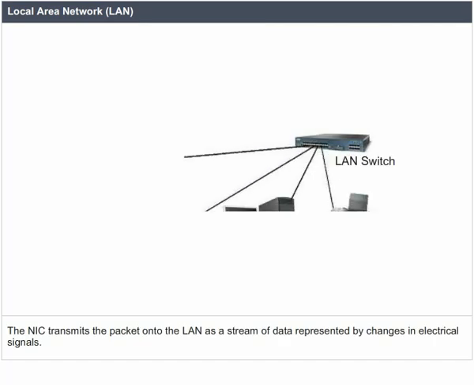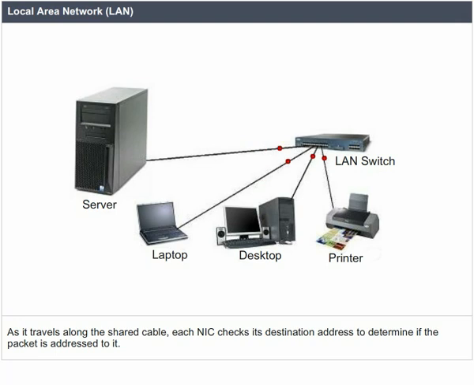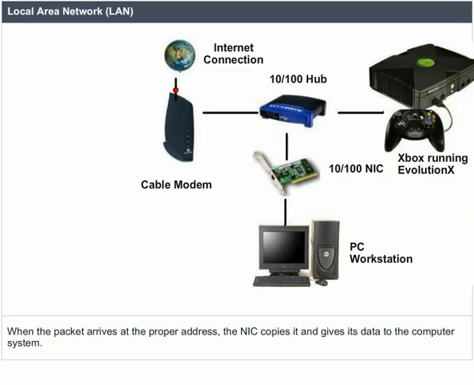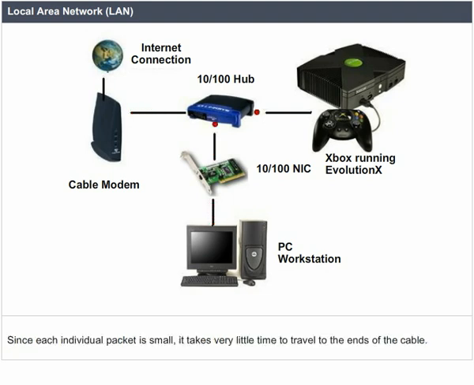The NIC transmits the packet onto the LAN as a stream of data represented by changes in electrical signals. As it travels along the shared cable, each NIC checks its destination address to determine if the packet is addressed to it. When the packet arrives at the proper address, the NIC copies it and gives its data to the computer system. Since each individual packet is small, it takes very little time to travel to the end of the cable. After a packet carrying one message passes along the cable, another station can send its packet. In this way, many devices can share the same LAN medium.